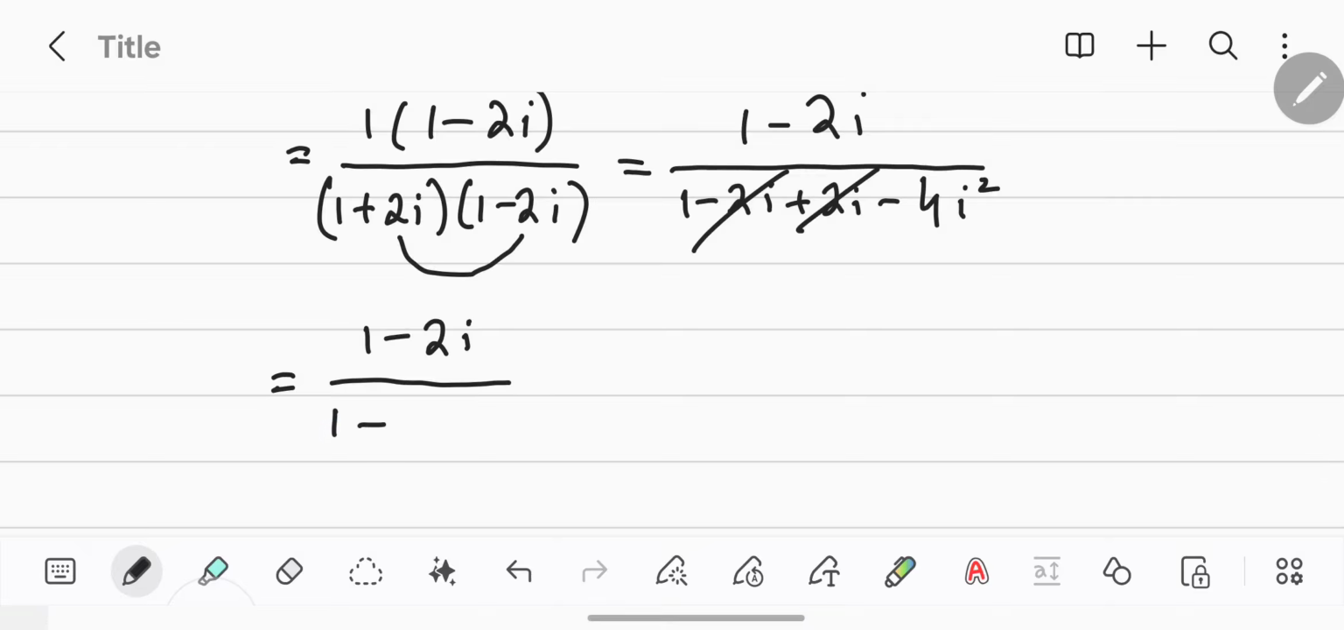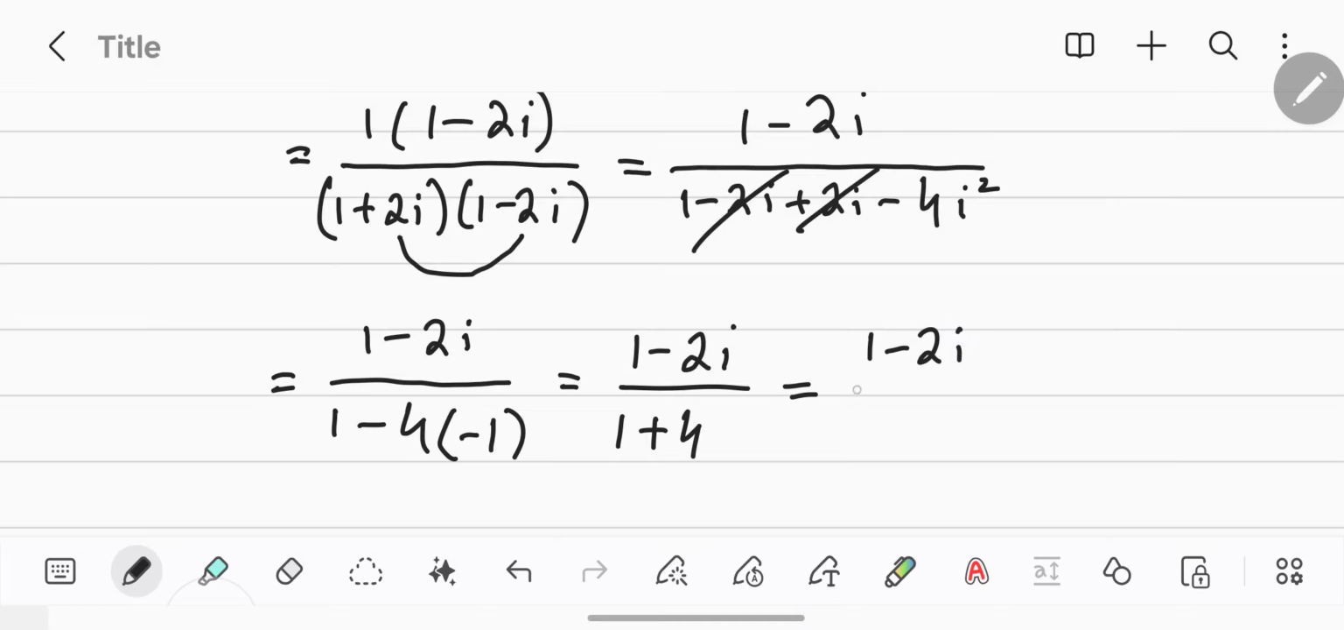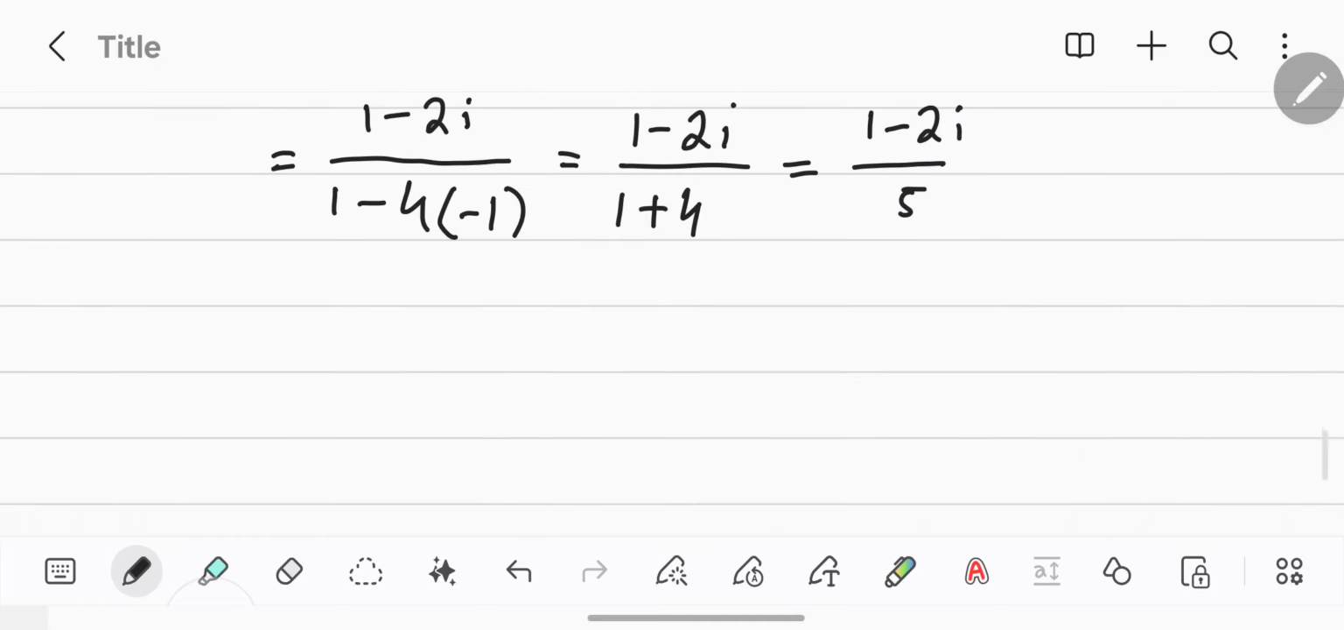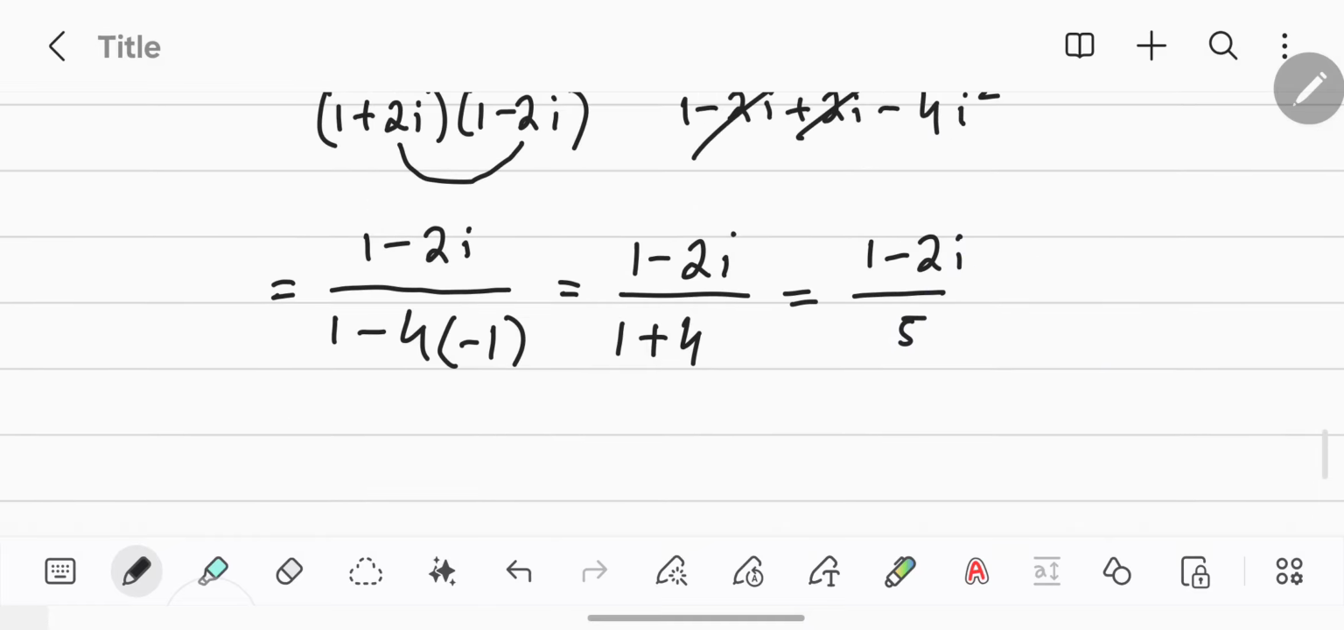1 minus 4 iota square is minus 1. I will write here minus 1. 1 minus 2 iota divided by 1 plus 4, which is 1 minus 2 iota divided by 5. What I have to do now? I will distribute this 5, the denominator, with this one and with this one.